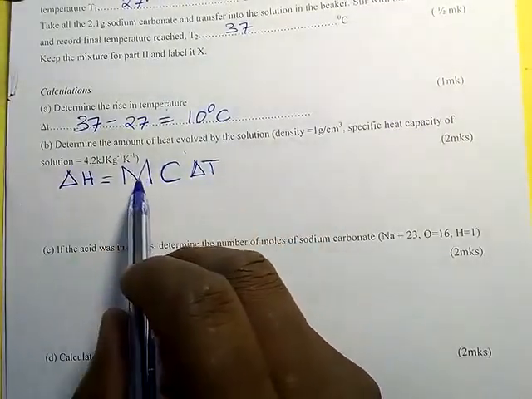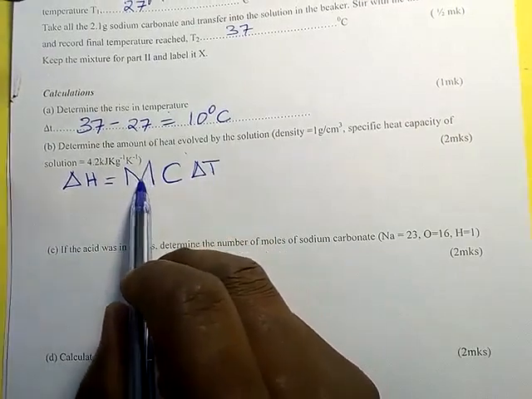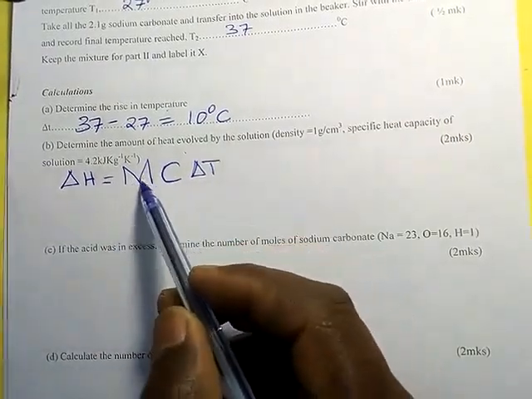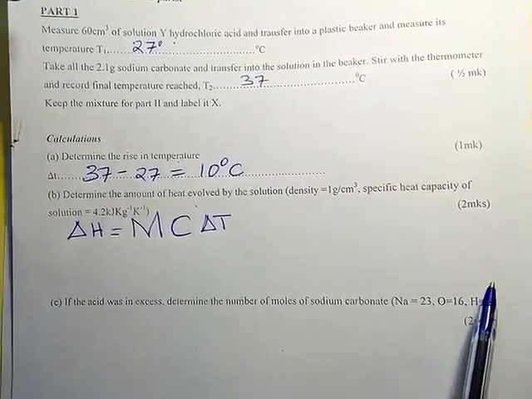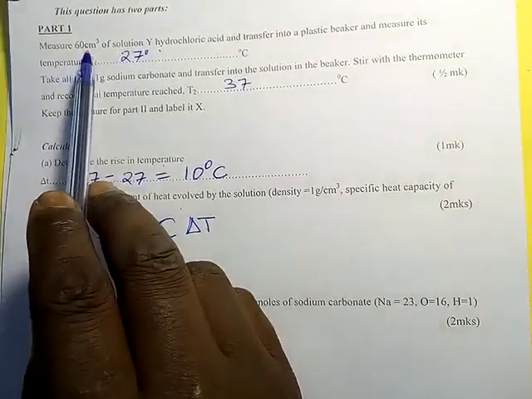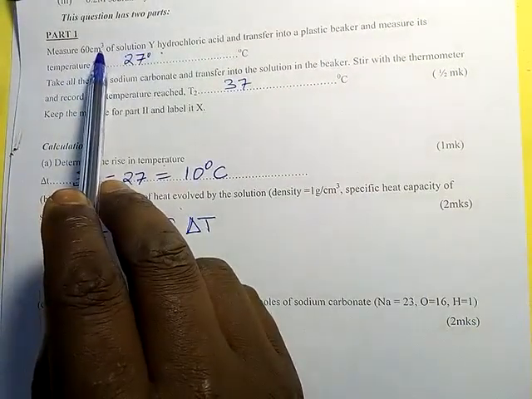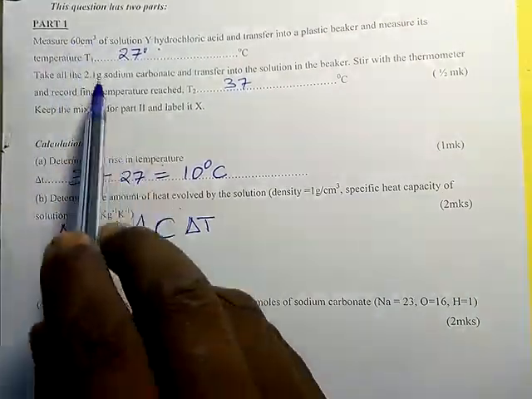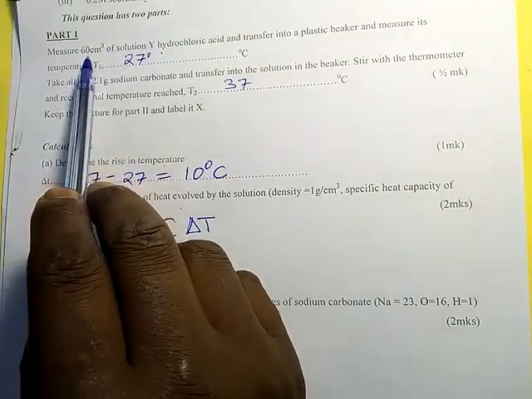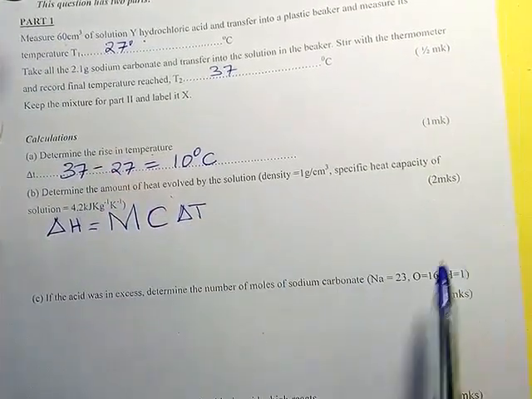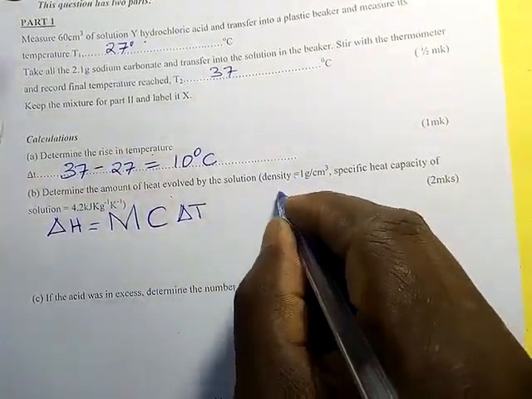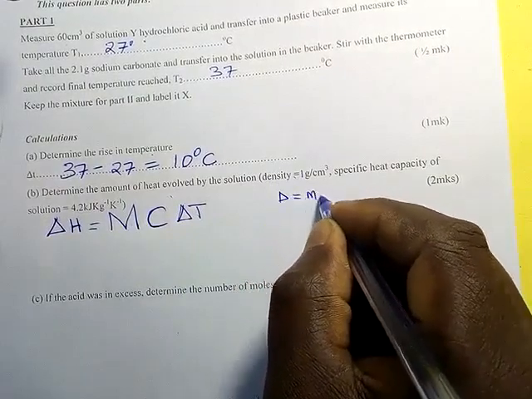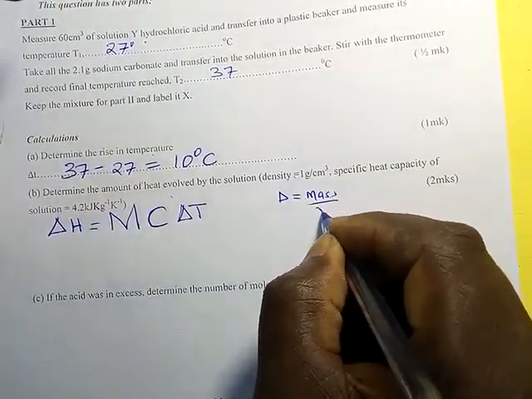Where students get a lot of problems is this mass. The solution that was used, for example here, we were told to measure 60 centimeters cube. So this is our solution. We are going to calculate the mass of the solution. How do you calculate the mass from a solution which is in centimeters cube? It is simple. We have been given density. We know density is equal to mass over volume.